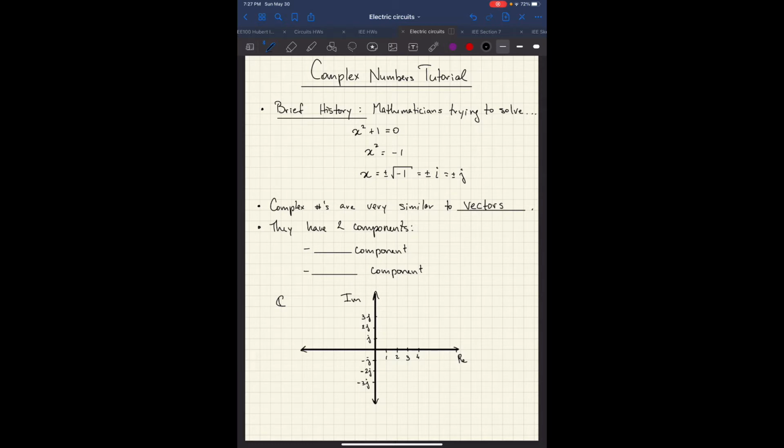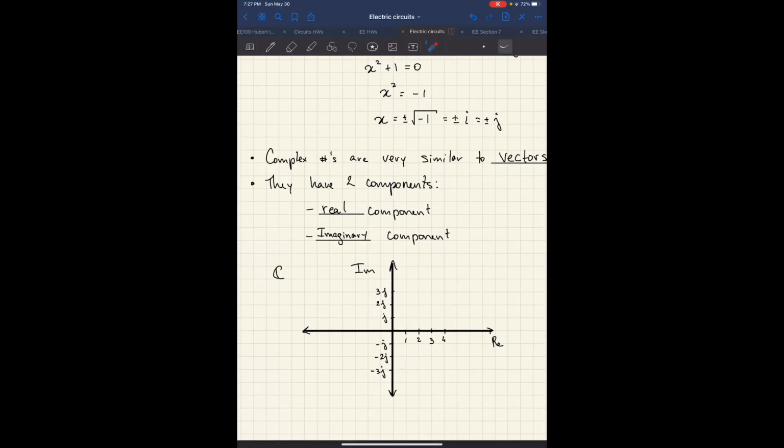Instead of x and y, these components are called the real component and the imaginary component. And we can represent it here on an axis, like an xy axis, where the x-axis is the real axis. In other words, all real numbers live on the x-axis, 1, 2, 3, so on. Also, all real negative numbers live only on the x-axis. In a similar fashion, the imaginary numbers all live on the y-axis.